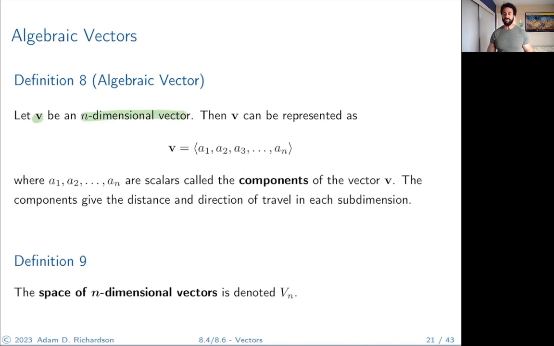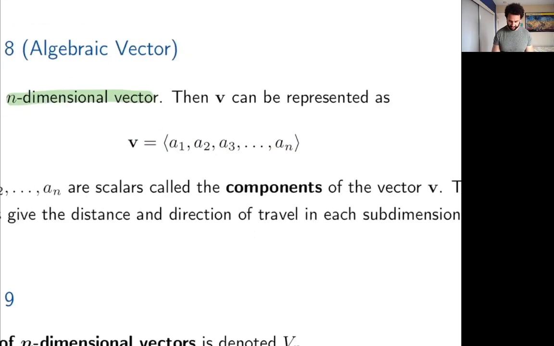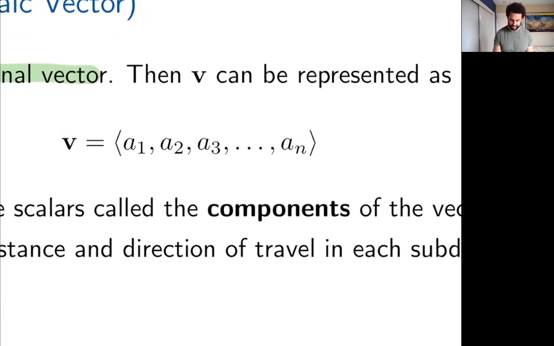Then we can represent V like so, right here. It's basically an ordered list of components. But the difference here, I'm going to zoom in a little bit, is that now we're using these angle brackets. So these aren't parentheses, these are angle brackets that look like this. And this is just a common convention to denote a vector.